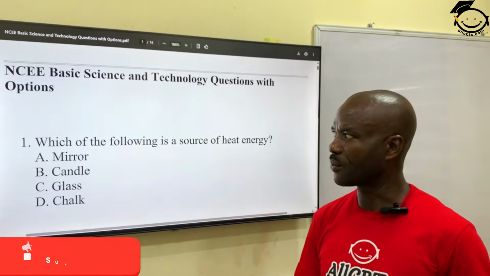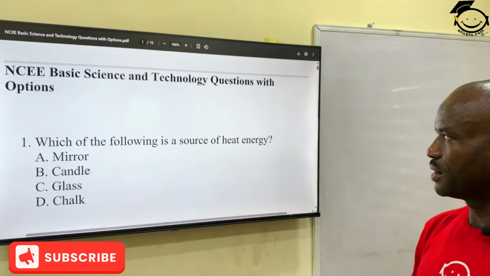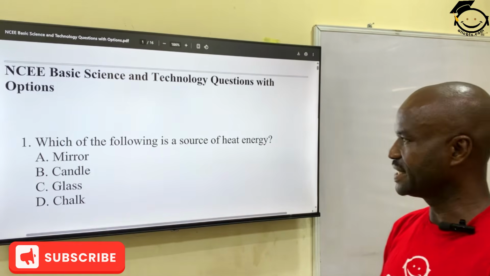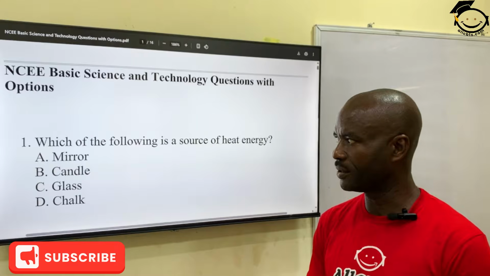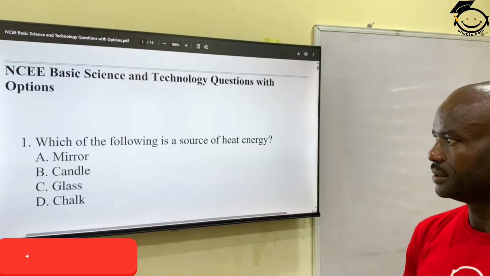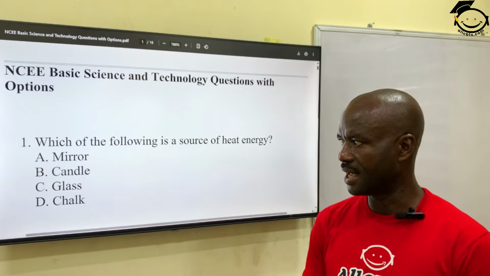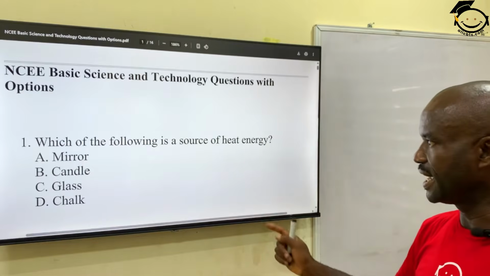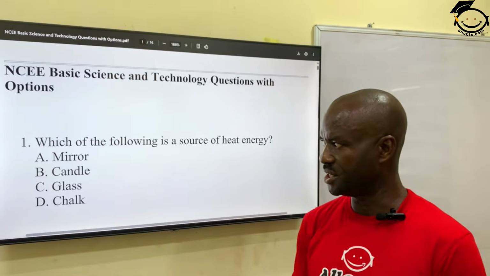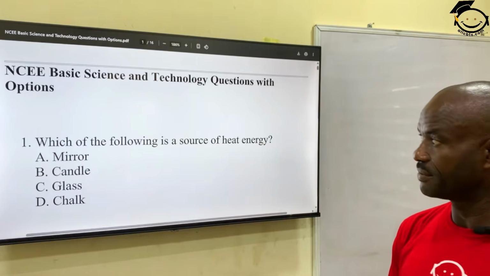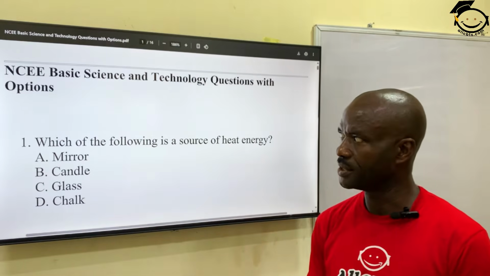Now we begin. Question 1. Which of the following is a source of heat energy? A. Mirror, B. Candle, C. Glass, and D. Chalk. Heat energy. The correct answer is B. Only candle can give heat energy from these options.